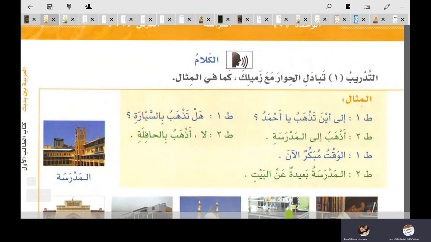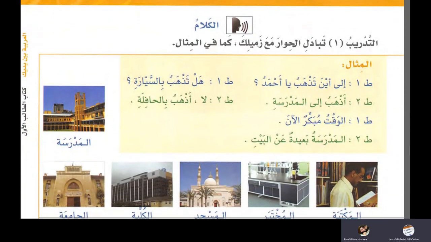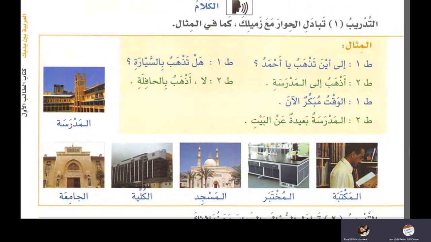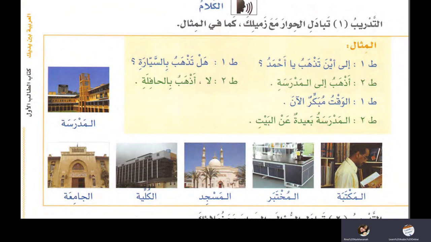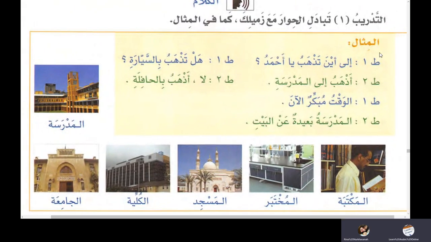Al-wihdatus sabi'a, dirasa, ad-darsul wahid wa sittun. Al-kalam: tabadal al-hiwara ma zamilika kama fil misal. Exchange a dialogue with your colleague like the example. Talibul awwal: ila aina tadhhabu ya Ahmad? Where are you going, O Ahmad? Adhhabu ilal madrasa. I am going to the school. Al-waqtu mubakkiran. It is too early now. Al-madrasatu ba'idatun anil bayt. The school is far from the house. Hal tadhhabu bis sayyara? Are you going by car? La, adhhabu bil hafila. No, I am going by bus.